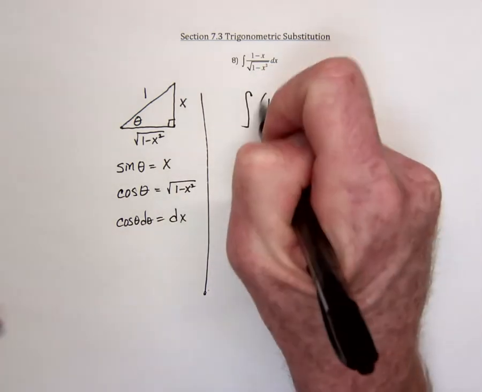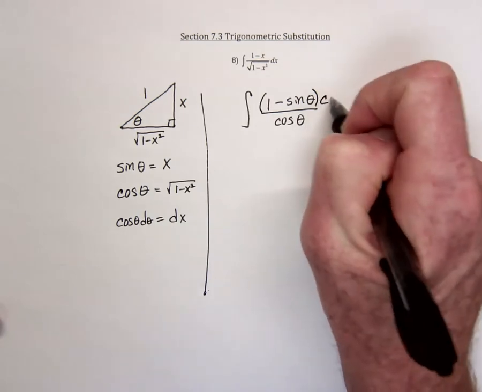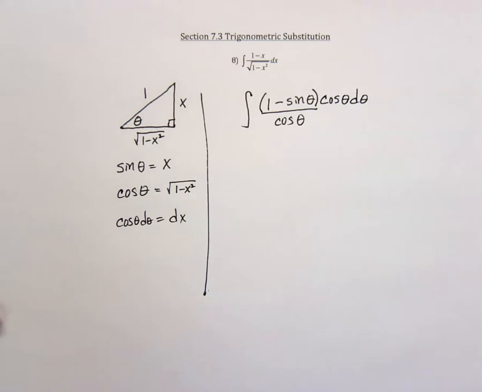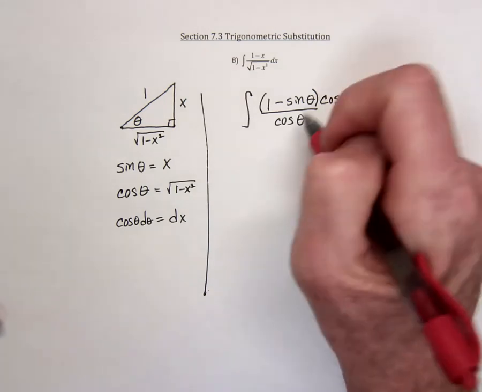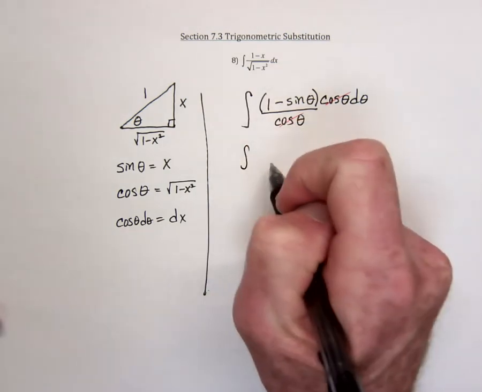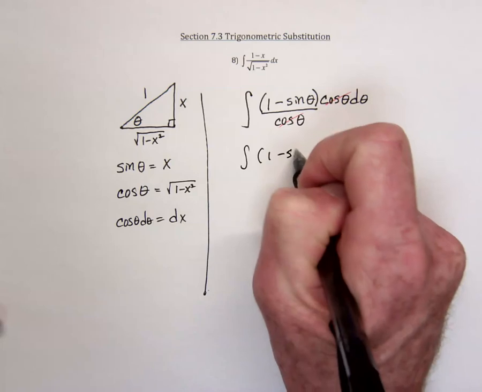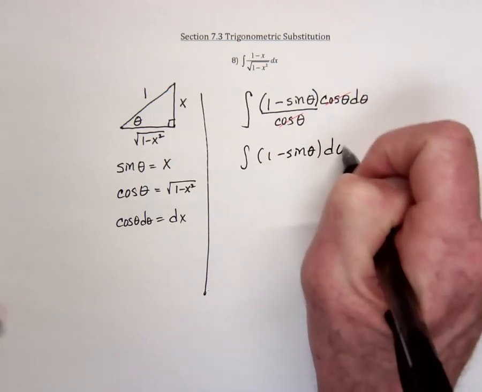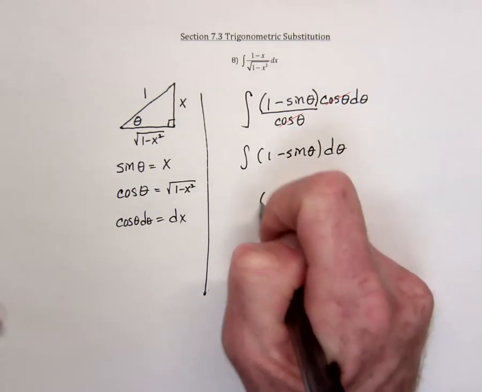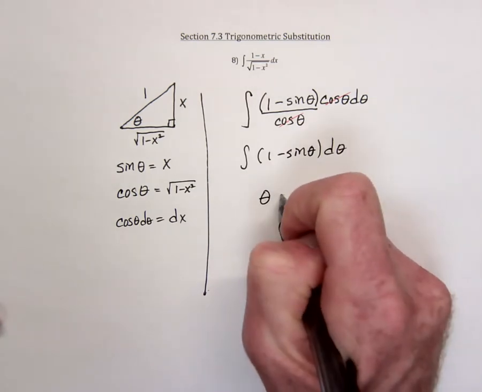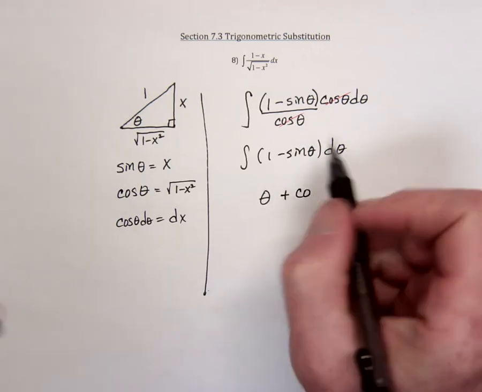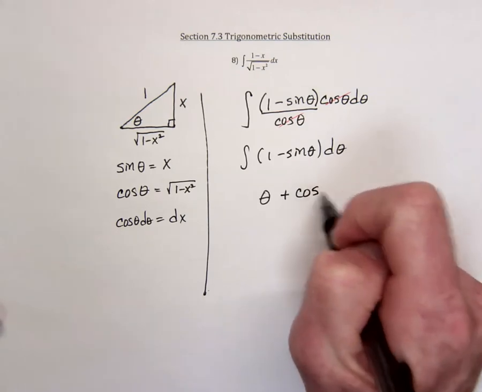Dx is this. So that's going to be dx gets replaced with cosine of theta d theta. And then these cosines will cancel. So all we need to integrate is 1 minus sine of theta. Since we're integrating with respect to theta, the antiderivative of 1 is theta, and the antiderivative for negative sine is positive cosine.